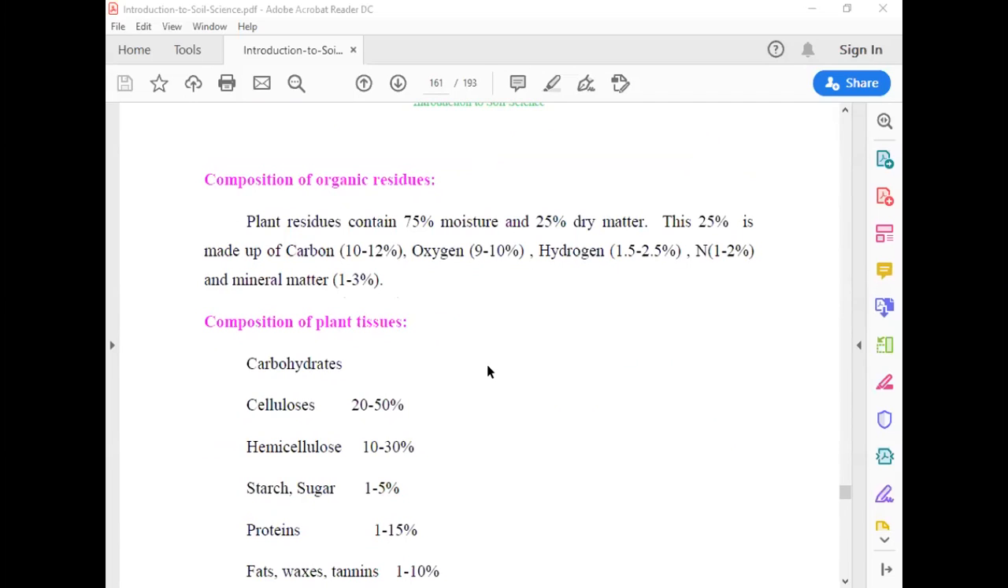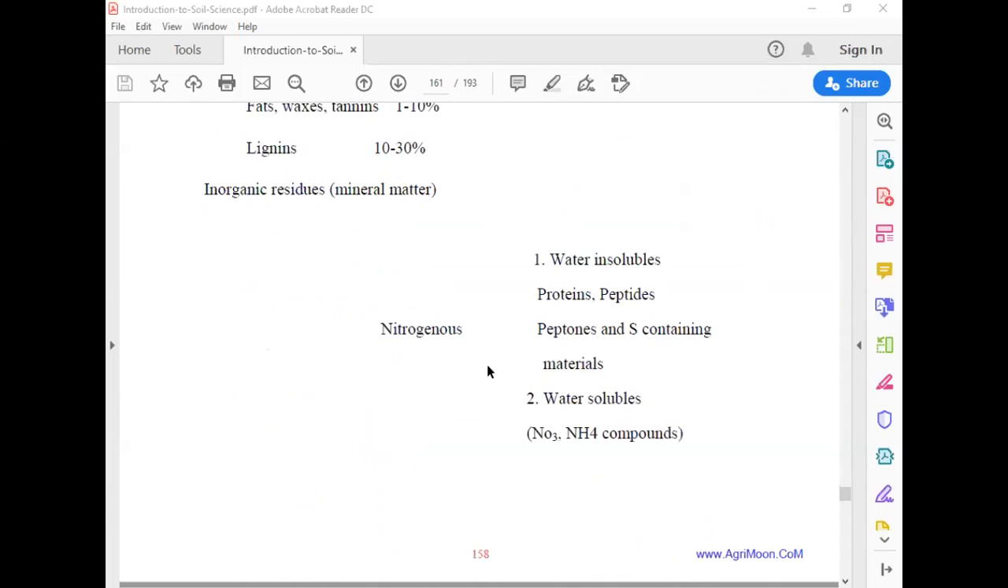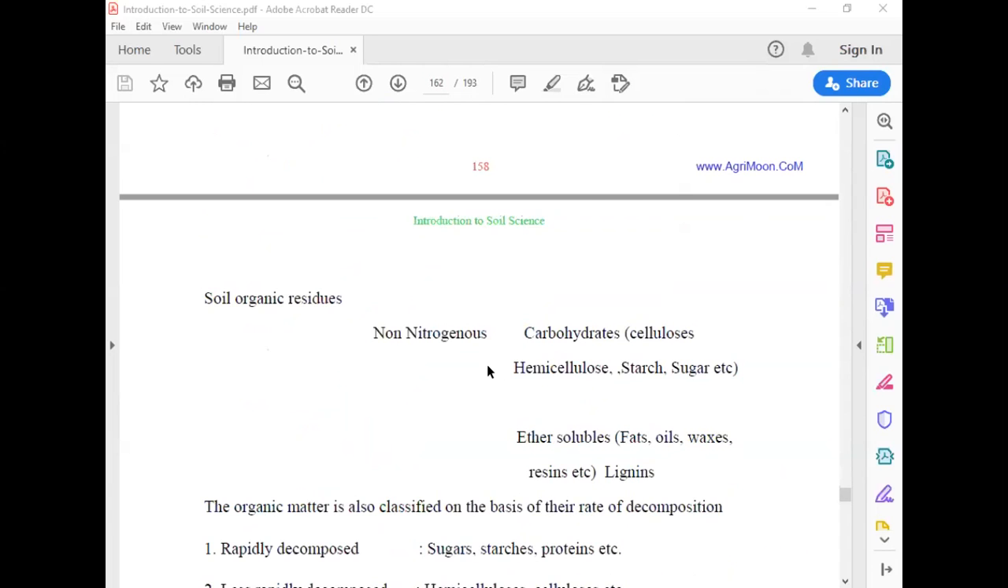It is a composition of organic residues. It contains 75% moisture and 20% diameter. Okay.